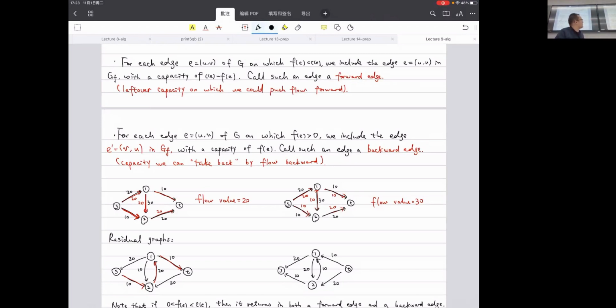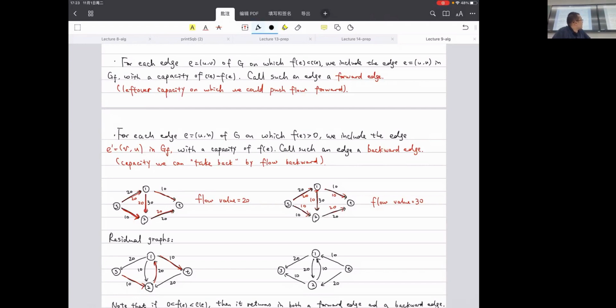So let's go back to the definition of the forward edge and the backward edge here. We have a forward edge as long as f_e is strictly smaller than c_e. Then we put a corresponding forward edge in the residual graph with capacity c_e minus f_e. We know this is some value strictly larger than 0.